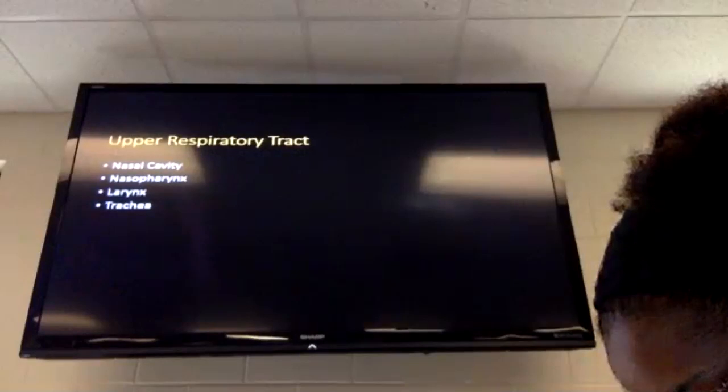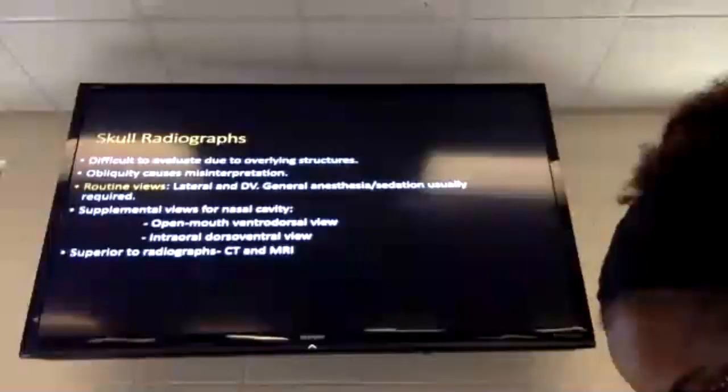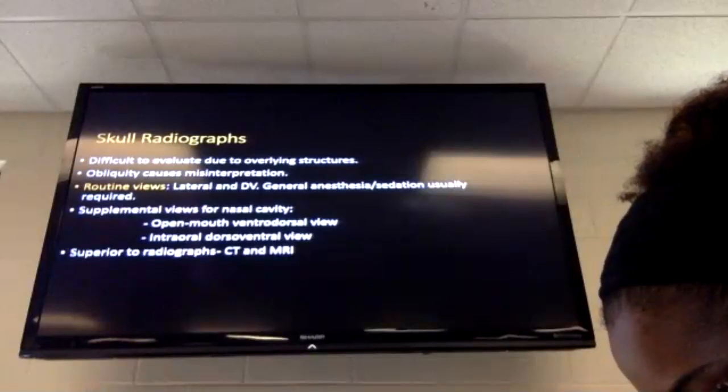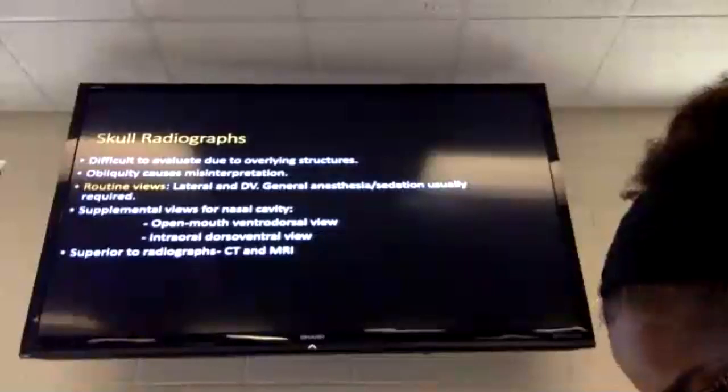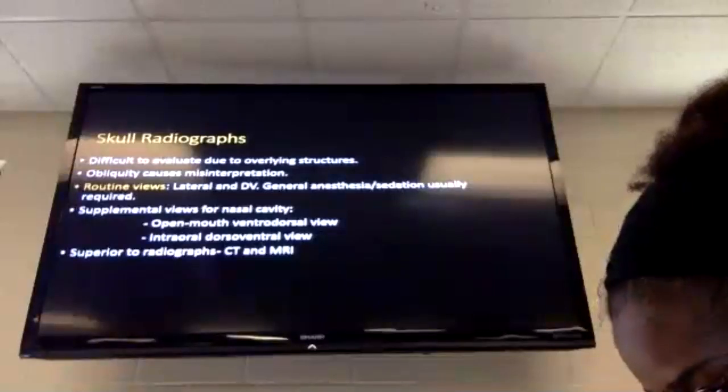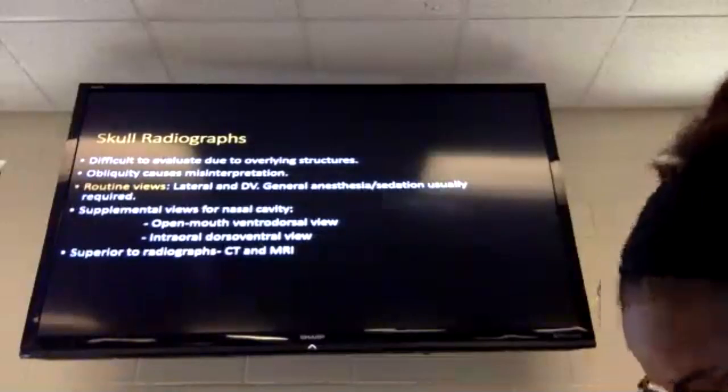How far we can go with this today? So skull radiographs, right? They are difficult to, first of all, obtain without sedation or anesthesia. So whenever a patient is coming to radiology for skull radiography, we need sedation or general anesthesia. Because otherwise you get obliquity on those radiographs and you won't be able to interpret the superimposition of various structures in the skull.